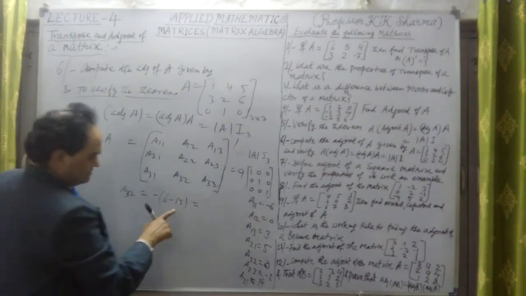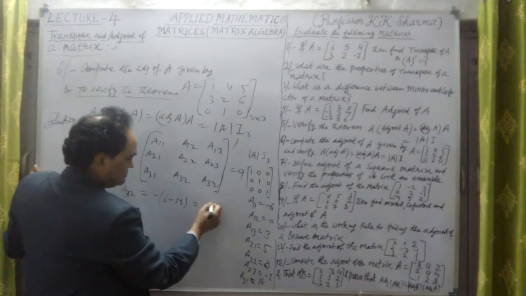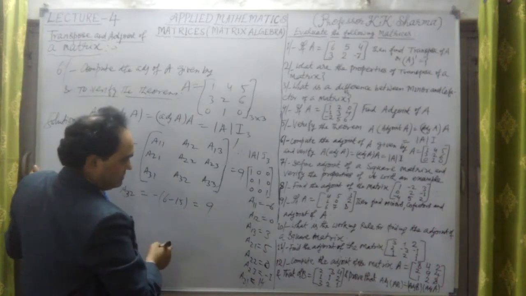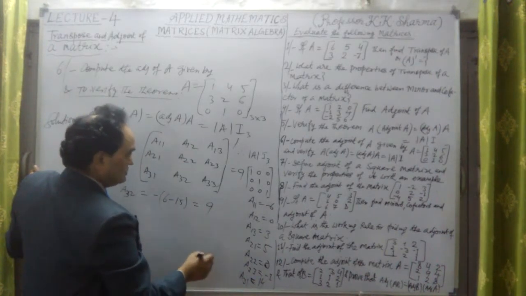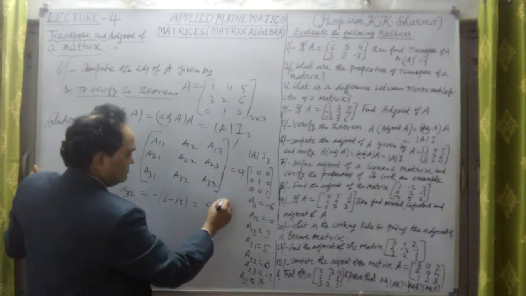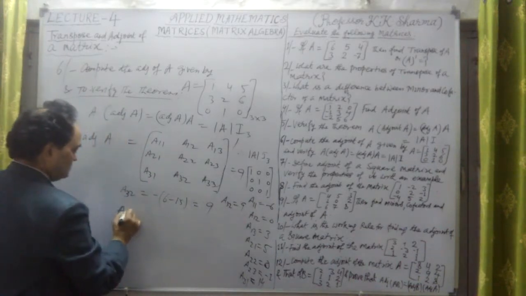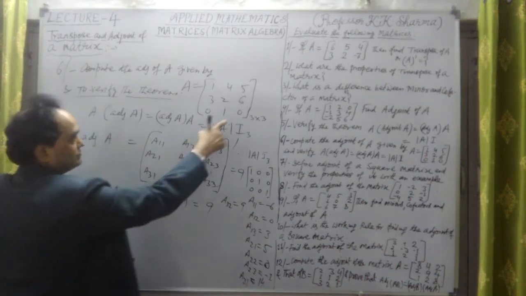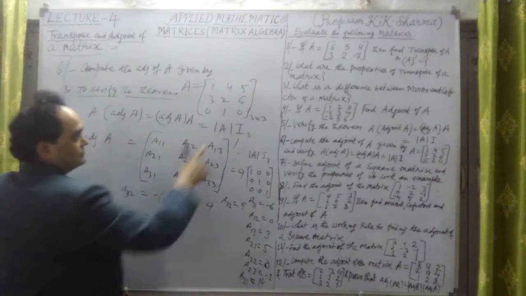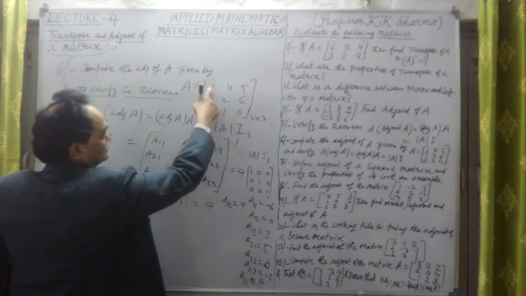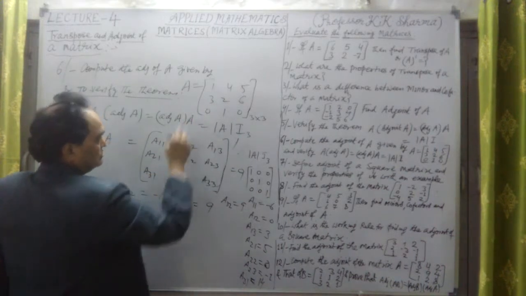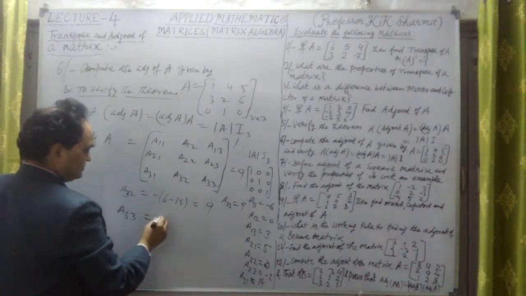So 6 minus 15 is minus 9, minus 9 into minus is plus 9 here. So A32 is equal to plus 9. Now A33 last. What is A33? Cofactor of A33, of this 0. This is 1 into 2. So this is positive here, plus sign.